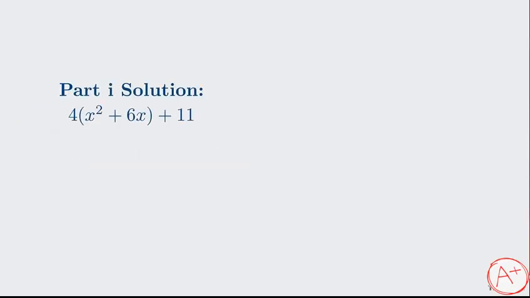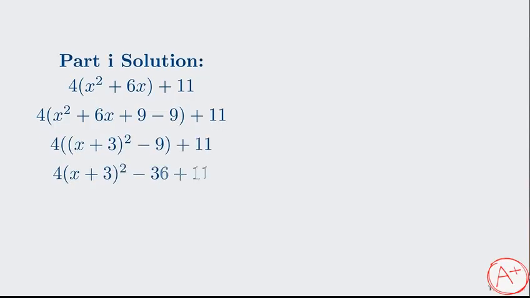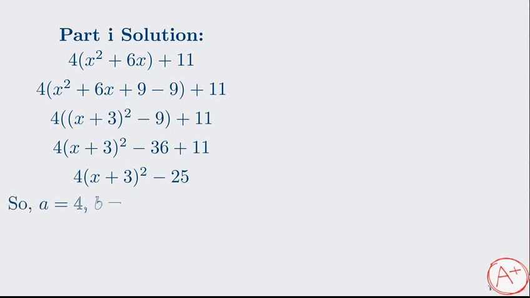First, we factor out the 4 from the x terms. Next, we take half of 6, which is 3, and square it to get 9. Inside the bracket, we add and subtract 9. Expanding the outer bracket gives 4 times negative 9, which is negative 36. Adding 11 gives negative 25. So a is 4, b is 3, and c is negative 25.